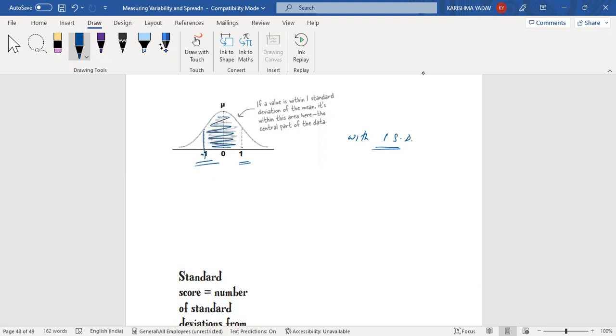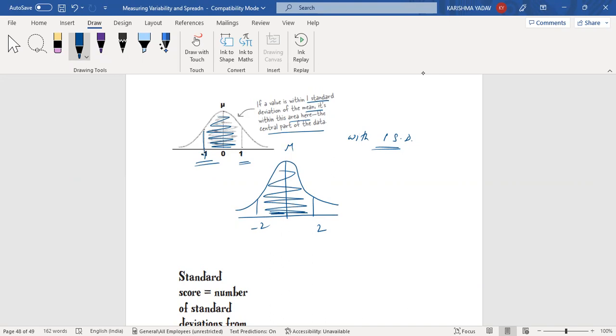Okay, so if a value is within one standard deviation of the mean, it's within this area here, the central part of the data. And when a value is within two standard deviations, this is mu and this is 2, this is -2, then the value is between this part of the area. So the value is between -2 and 2.